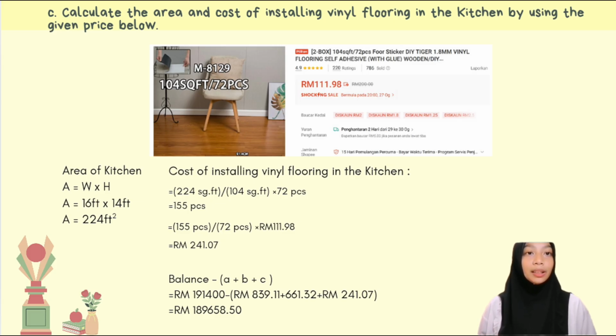The last question is we need to find the area and cost of vinyl flooring in the kitchen. So just repeat the formula, width multiplied by height. So 16 multiplied by 14 equals 224 square feet. Now for the cost, 224 square feet divided by 104 square feet multiplied by 72 pieces equals 145 pieces. 145 pieces multiplied by 111.89 ringgit equals 241.07 ringgit.